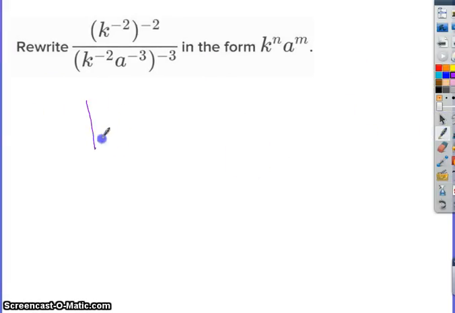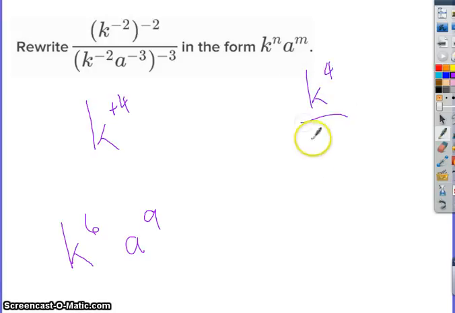In the numerator, it's -2 times -2 is +4. And in the denominator, 2 times 3 is 6. 3 times 3 is 9. They're both positive because it's 2 negatives in both cases. K to the 4th on top over k to the 6, a to the 9th. So that's 4 minus 6 is -2. And then the a is on the bottom.